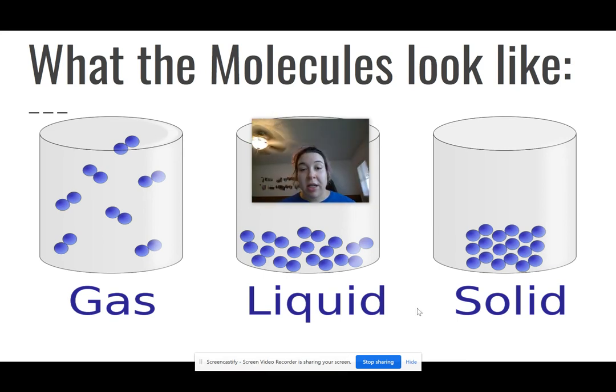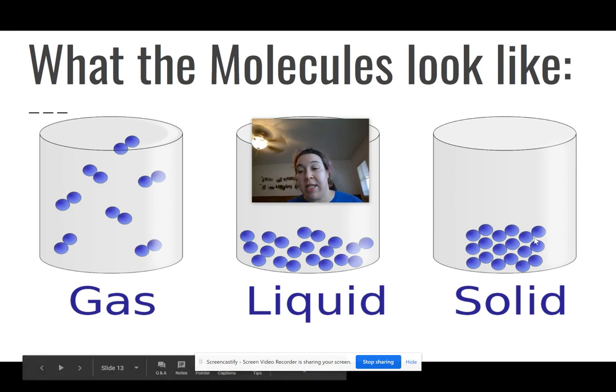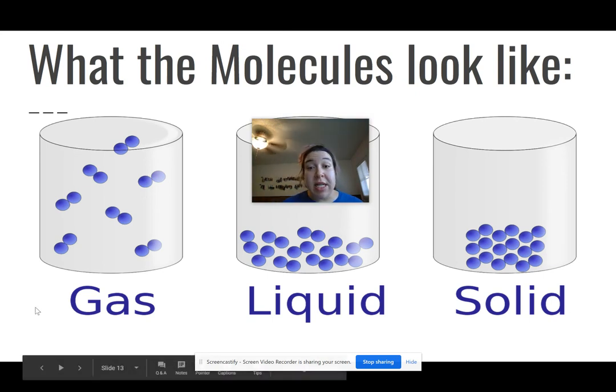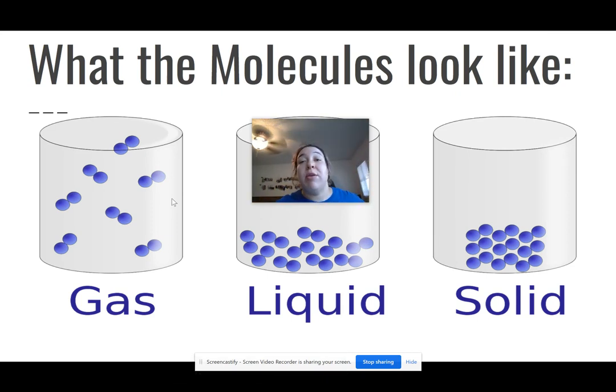Okay, so we talked a little bit about this on Friday, if you were here. If you notice, the solids are all kind of stacked together, and they're not moving very much. They're just kind of stacked. The liquids are a little bit easier, breezier. They're not stacked. They're still kind of together, and they're moving a little bit more than those solids are. But as you can see, those gases are all over the place. So they're barely touching, and then they're like, whoa, and so they're moving quickly.